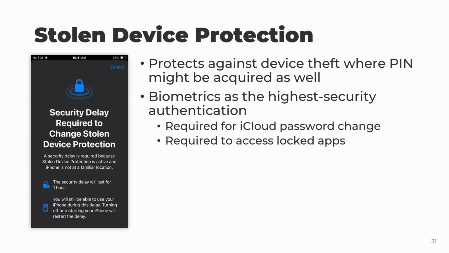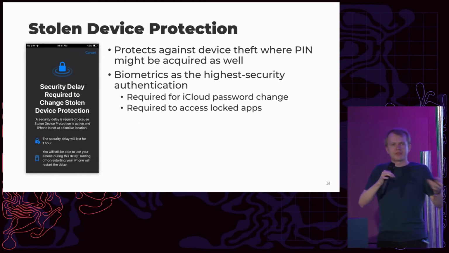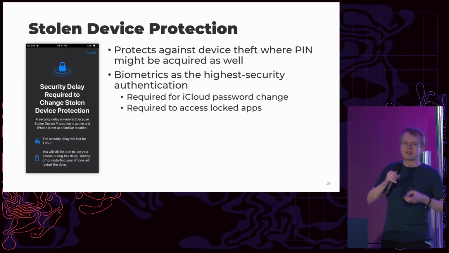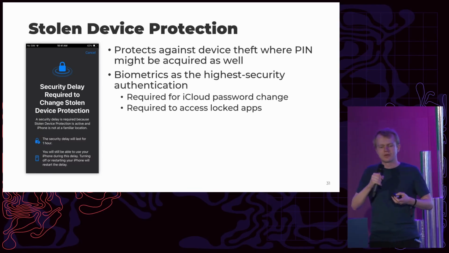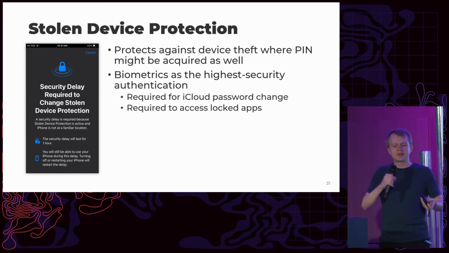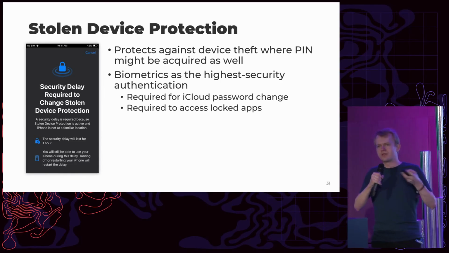And also do things like changing the iCloud password, because for those of you who don't know, you can change your iCloud password with just your iPhone and its PIN for some reason. And you can also do things like, yeah, that's basically the main features, and there's a number of security things. You cannot change the PIN of the device and so on. What this stolen device protection does is introduce biometrics as the highest security form of authentication. So you need biometrics to perform an iCloud password change, and you need biometrics to access locked and hidden apps, which is also a feature that has been newly introduced in iOS 18.